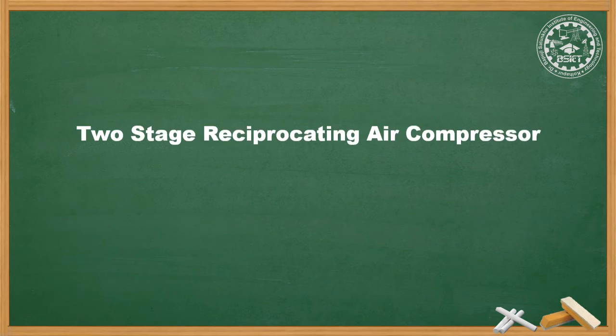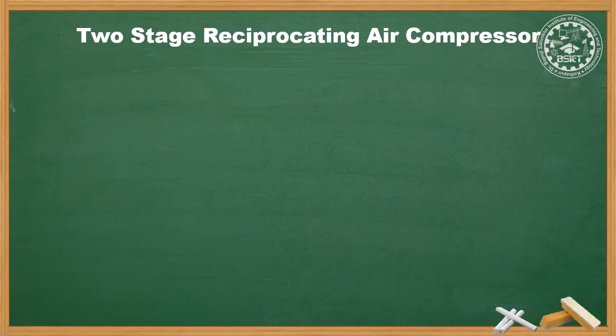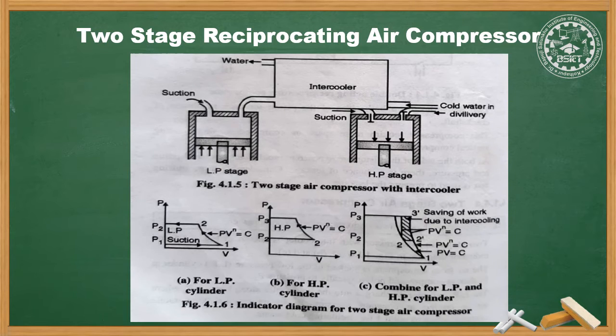Starting with the two-stage reciprocating air compressor. A two-stage air compressor with intercooler is shown in the figure below, and the indicator diagram is shown in figure 4.1.6. The air from the atmosphere is sucked into the LP cylinder, that is the low pressure cylinder, at P1. Then it is compressed polytropically to pressure P2.